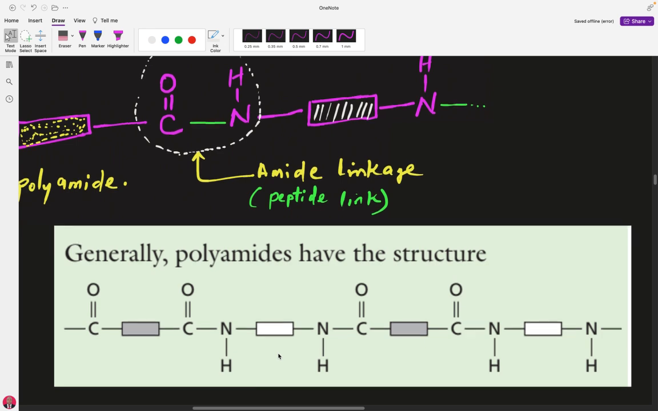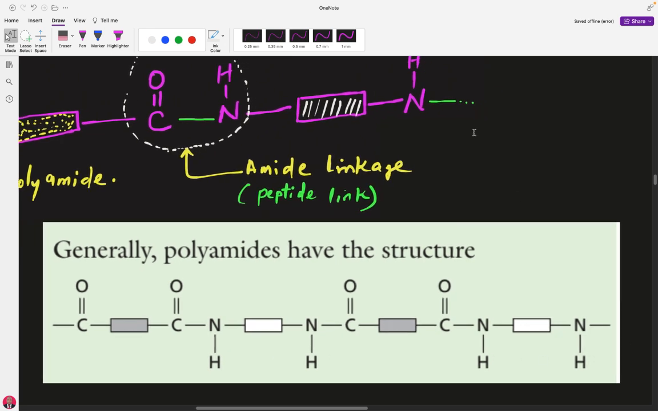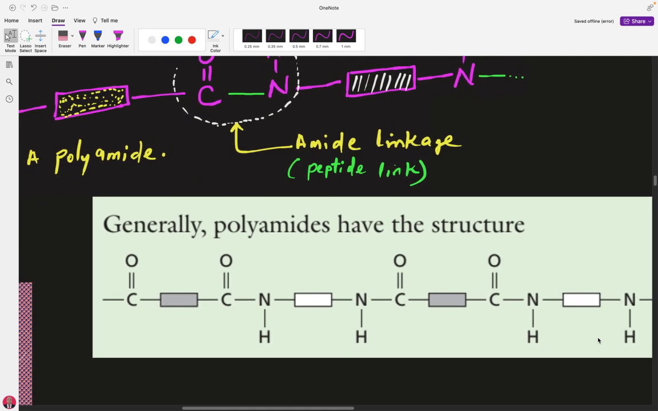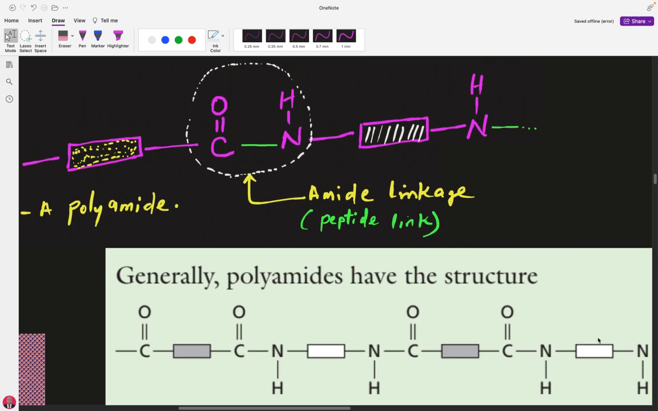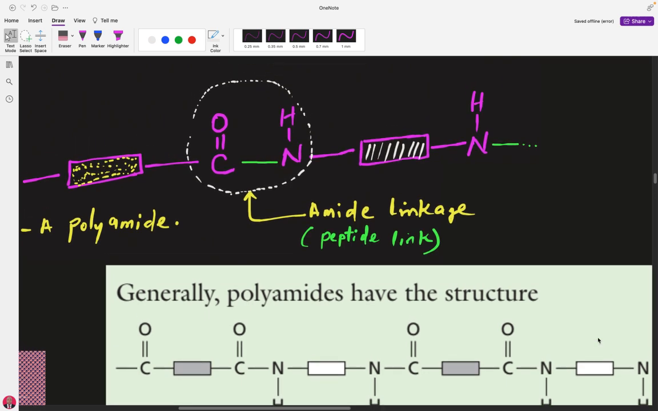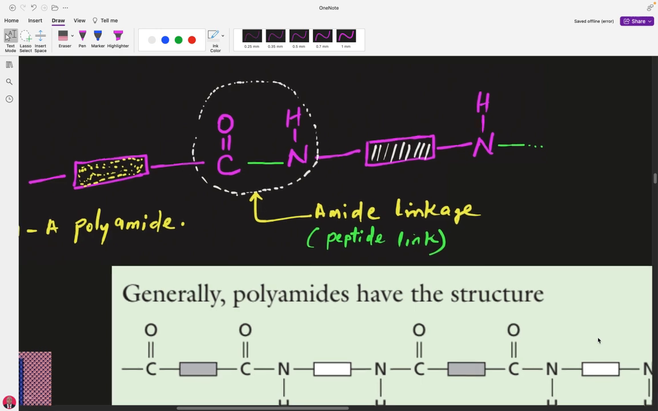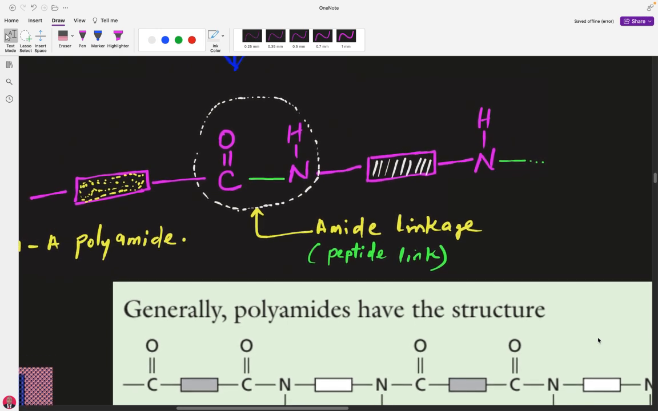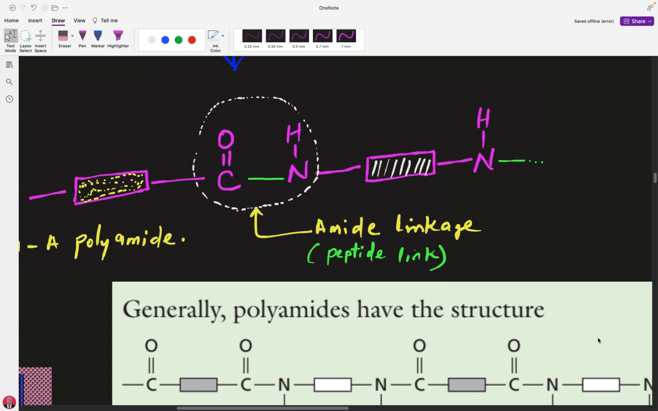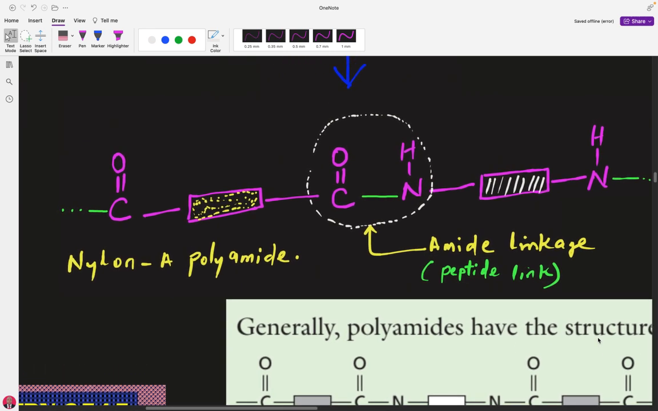A polyamide. It will continue. The dotted line shows that the bond will continue forming as long as you are adding more hexane 1,6-dioic acid or more hexane 1,6-diamine. The bonds will continue, and that's a polyamide that you are forming. Each time two functional groups meet, there is a condensation, releasing a molecule of water. So a nylon is being formed.